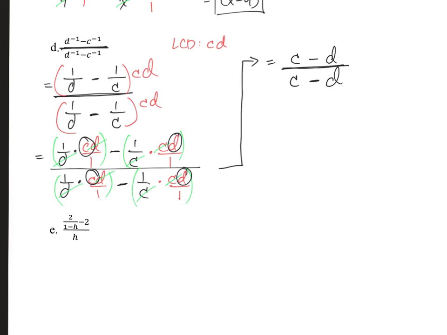And what do you know? C minus d divided by c minus d, those are the same exact things. We can go ahead and cancel those. What are we left with? The answer is 1. Anything divided by itself is 1, and there we go. Alright, so our answer is 1.